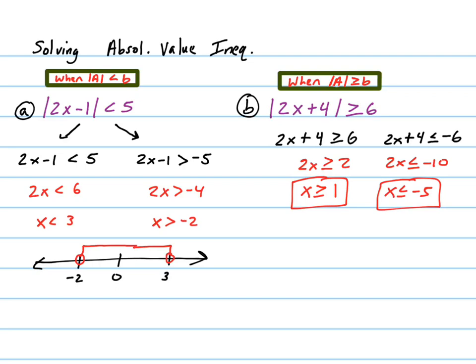And so at this point, we're going to go ahead and graph these. So with this, we've got at negative 5, we're going to have a closed circle going to the left. Here at 1, we're going to have an open circle going to the right.